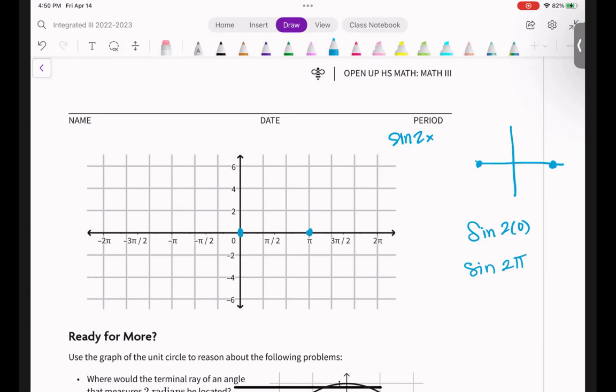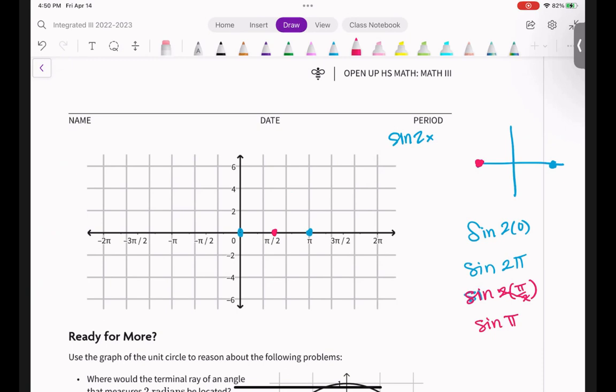right? And you're like, Ms. Johnson, it's doing that thing again. I know. That's okay. So then I'm going to plug in pi over 2 to see what's happening here. So I'm going to plug in sine of 2 times pi over 2, which, 2 times pi over 2, these cancel. So now I'm looking at sine of pi. And the y coordinate of this guy right here is 0. So Ms. Johnson, it's 0 again. And you're like, yeah. So guess who I'm going to plug in?